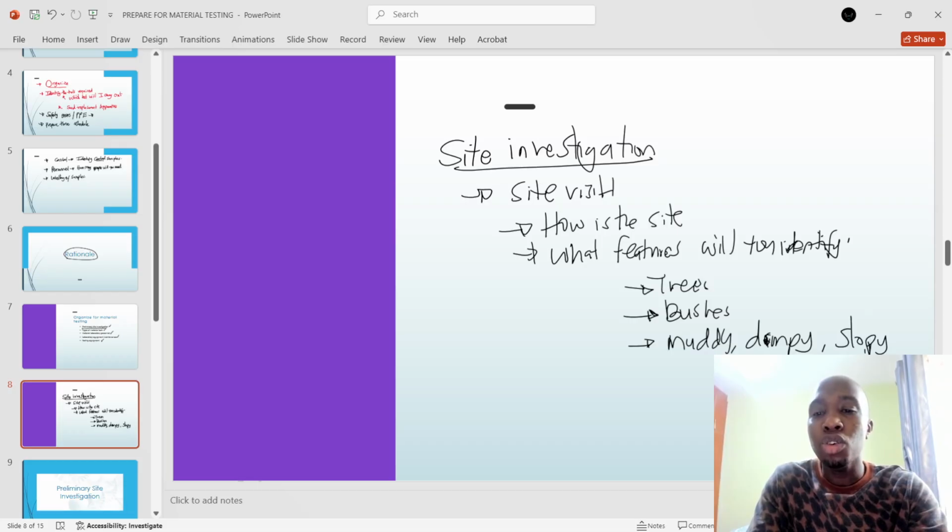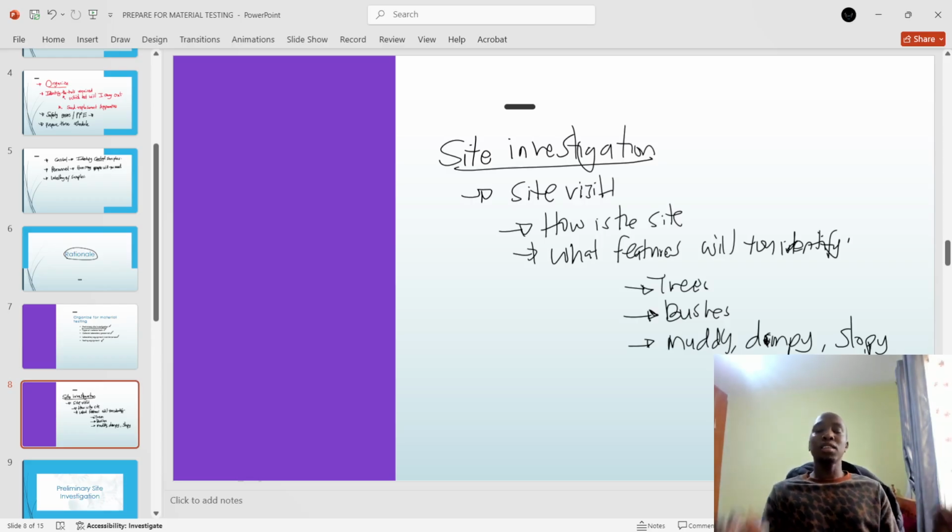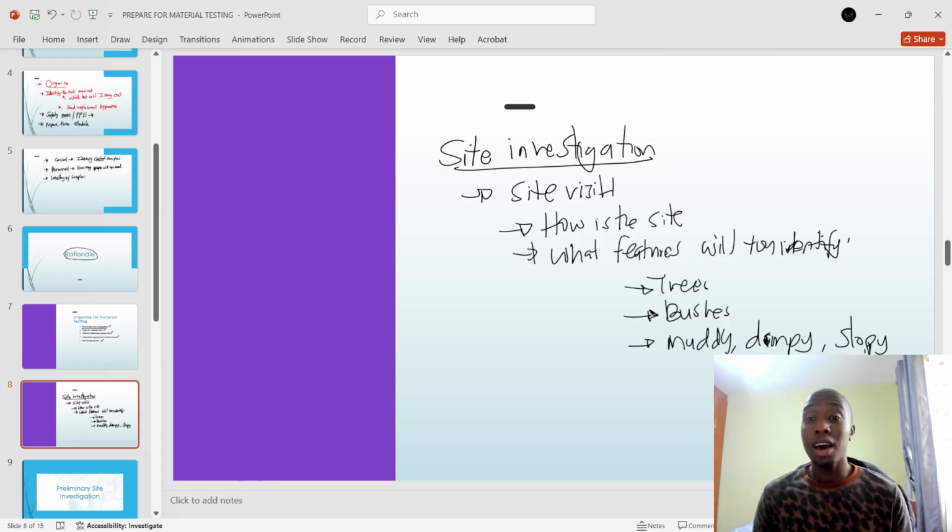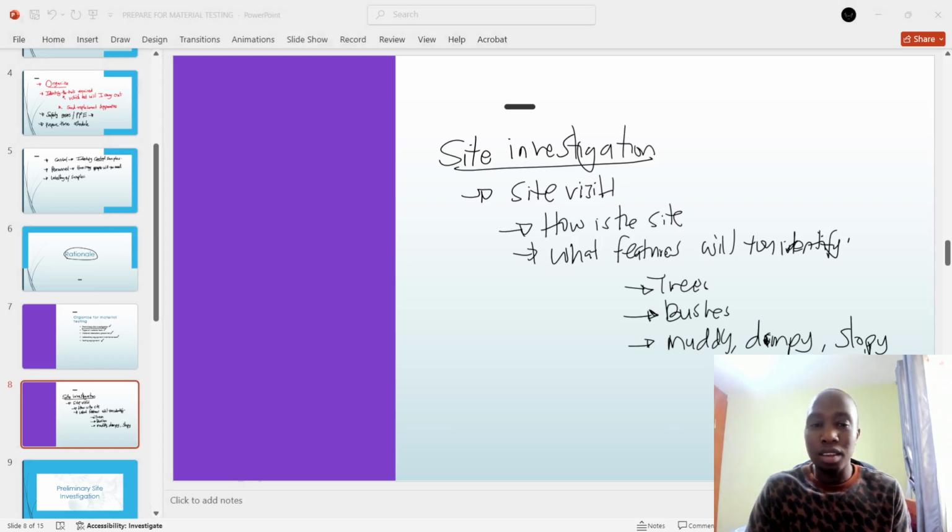Okay, so this one is just gathered by seeing. You can even send someone and just give them a guideline: go and see how many trees, how is it, and give us a report. So he's saying that site investigation, one of the things that it entails, is a site visit of just familiarizing yourself with the site. And that's a good point, Douglas.